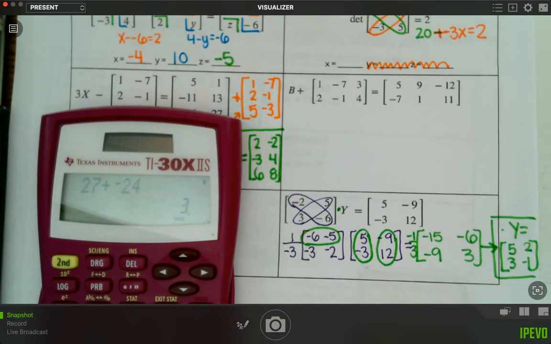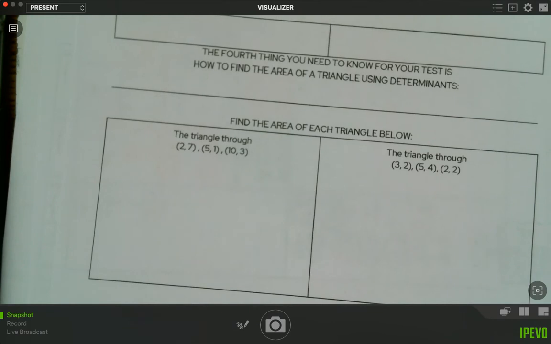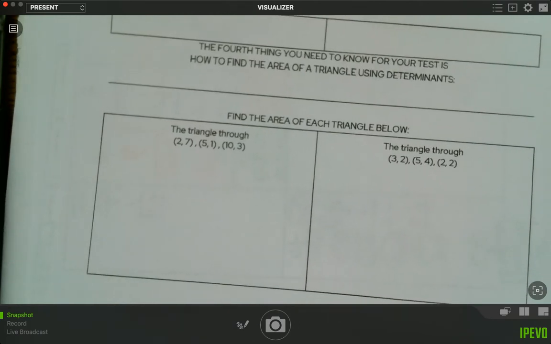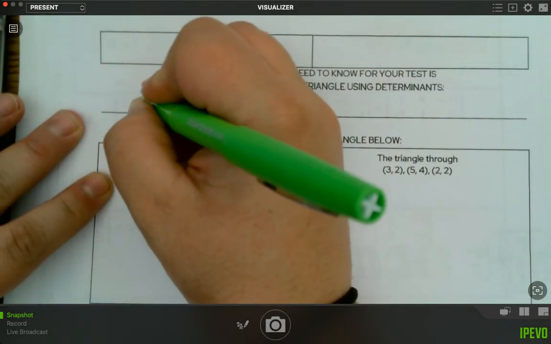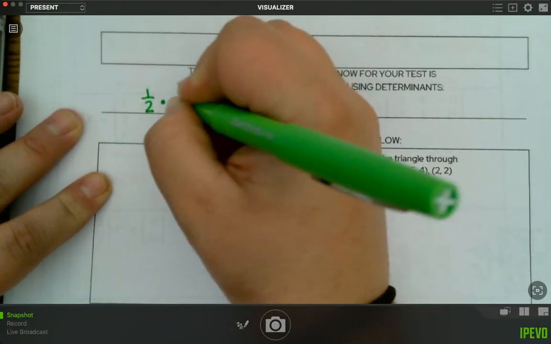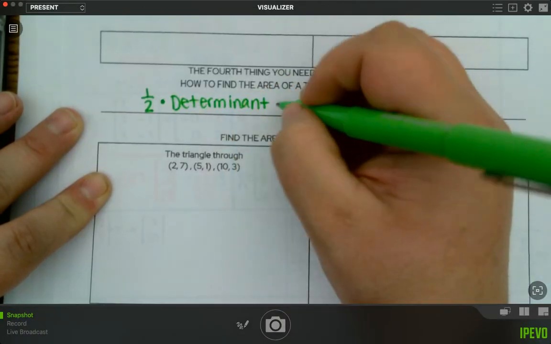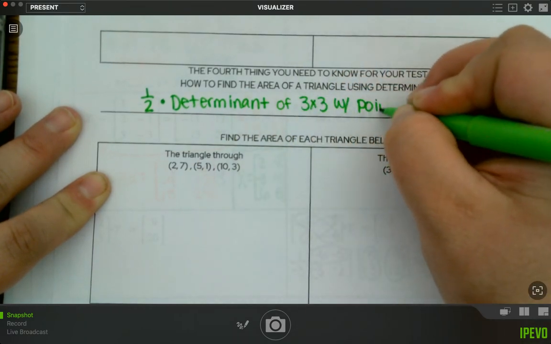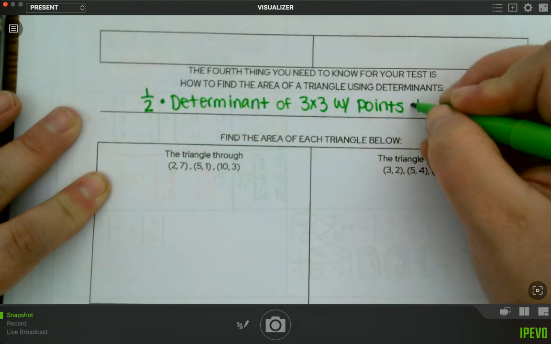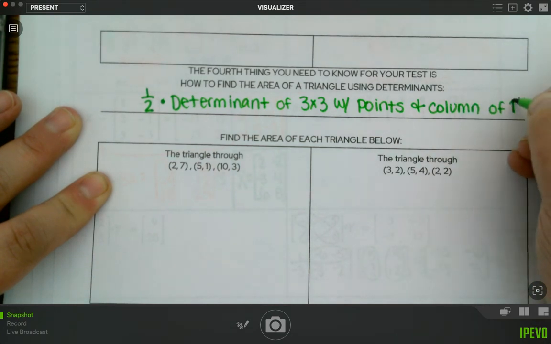Okay, let's flip to the last page of the review. The last thing you need to know for your test is how to find the area of a triangle using determinants. Okay, so you're going to multiply 1/2 times the determinant of a 3 by 3 matrix with the points. And then one thing that you're going to have to add is a column of ones at the end.